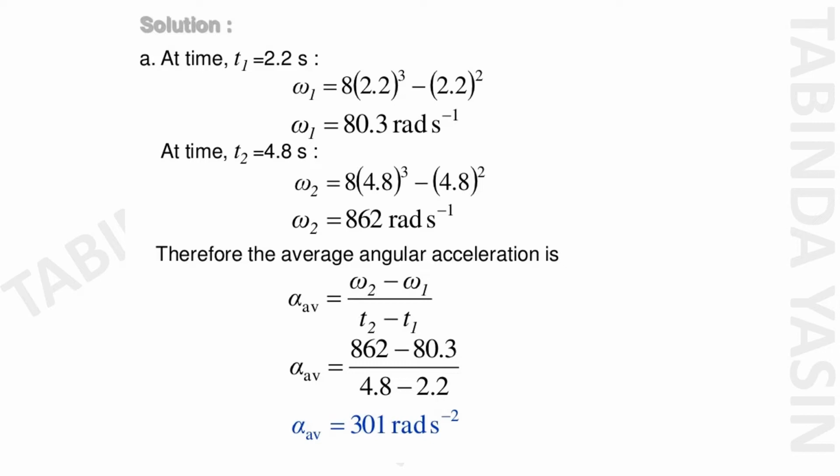Therefore the average angular acceleration is alpha average equal to omega 2 minus omega 1 over t2 minus t1. After substituting the values, we have alpha average equal to 862 minus 80.3 divided by 4.8 minus 2.2. That gives, after solving, alpha average equal to 301 radian per second square.